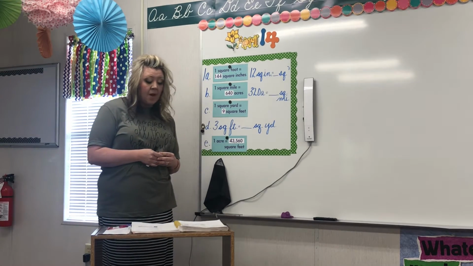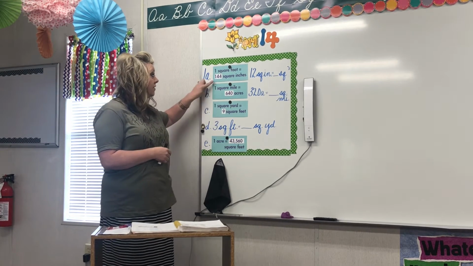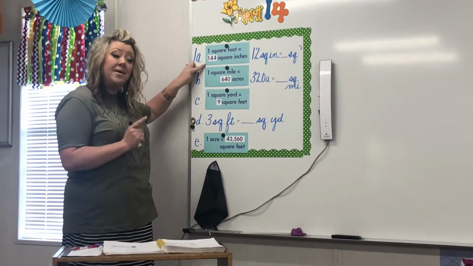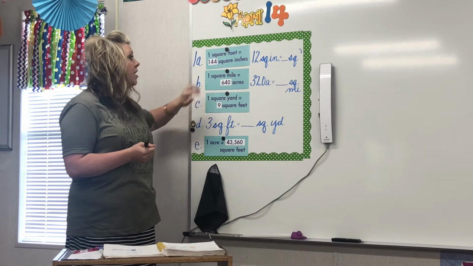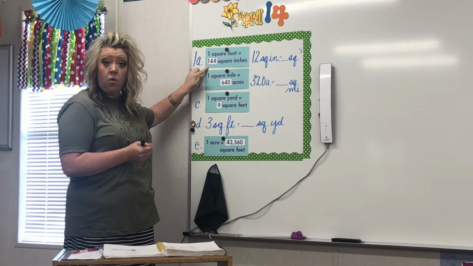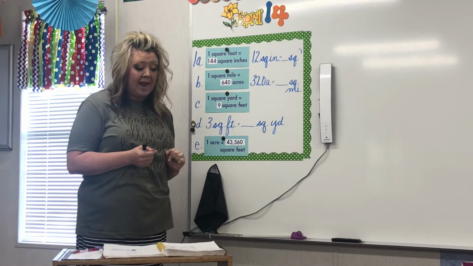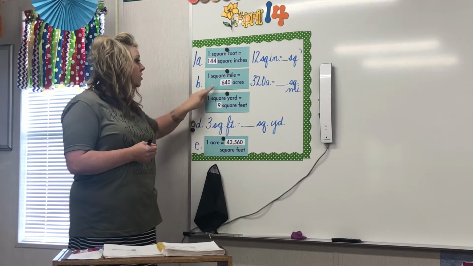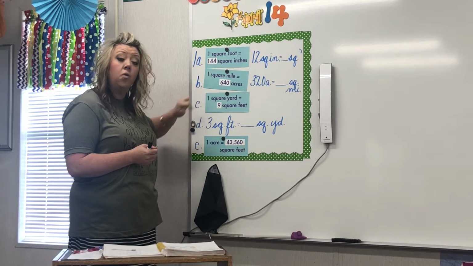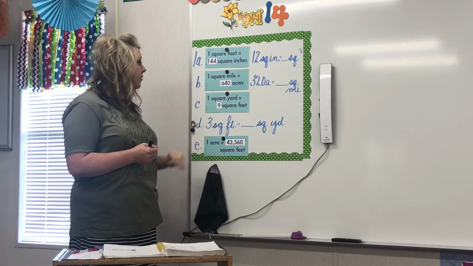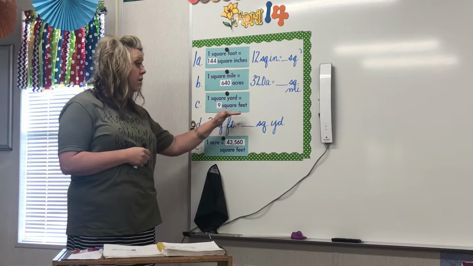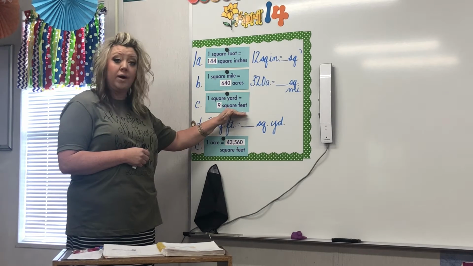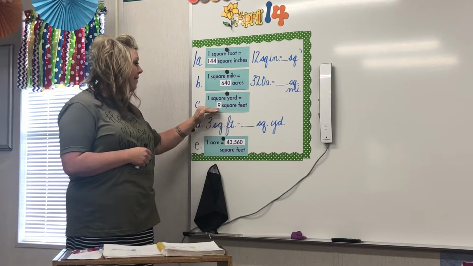Letter A says how many square inches are in a square foot. This is one of those you want to have memorized, but keep in mind there are 12 inches in a foot, so simply square it. 12 squared equals 144. That's your answer for letter A. Letter B, 1 square mile equals 640 acres. Letter C, 1 square yard equals 9 square feet. Remember, 3 feet in a yard, square 3, 3 times 3, and that gives you 9.